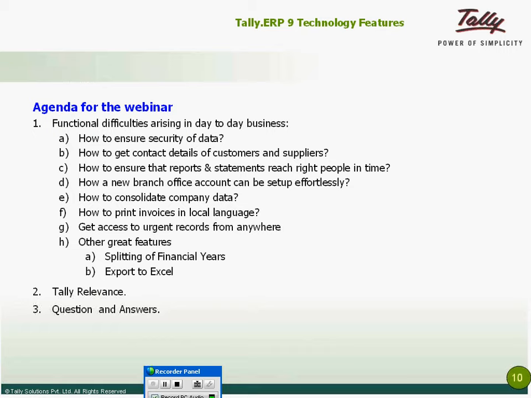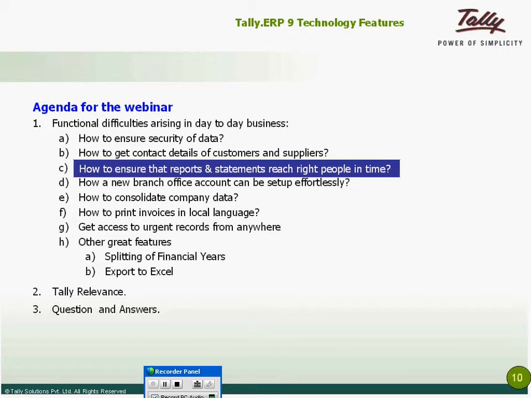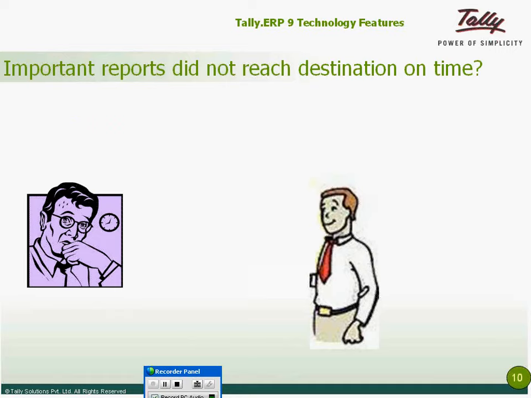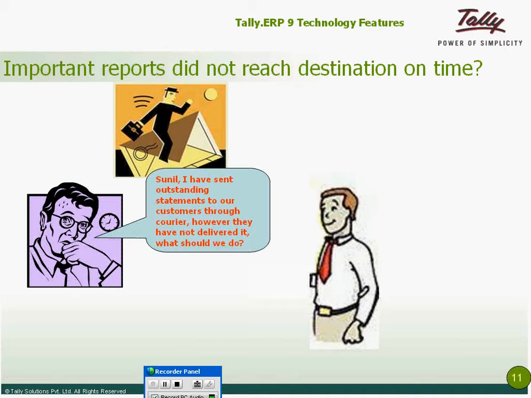Let us look at the third point of discussion for today. How do we ensure that the reports and statements reach the right people in time? The business owner, Mr. Das, is worried because the outstanding statements which he has sent to his customers have not reached them on time. The reason being, the courier has not been able to trace their addresses.